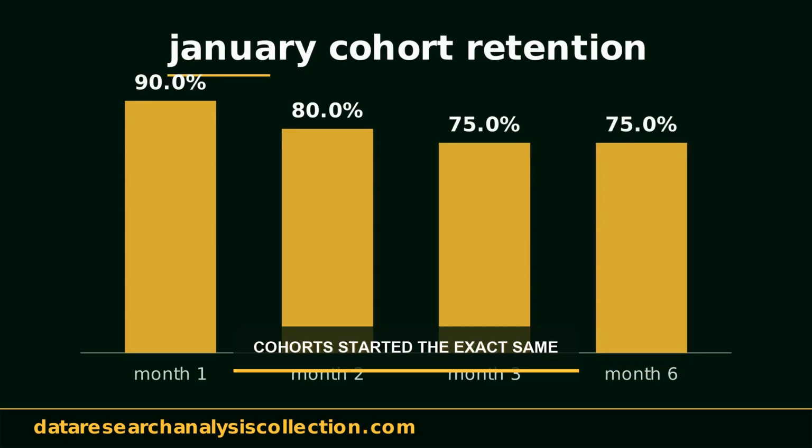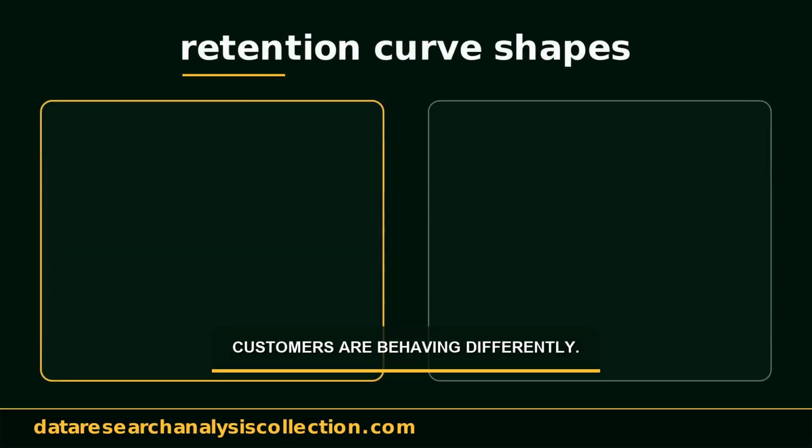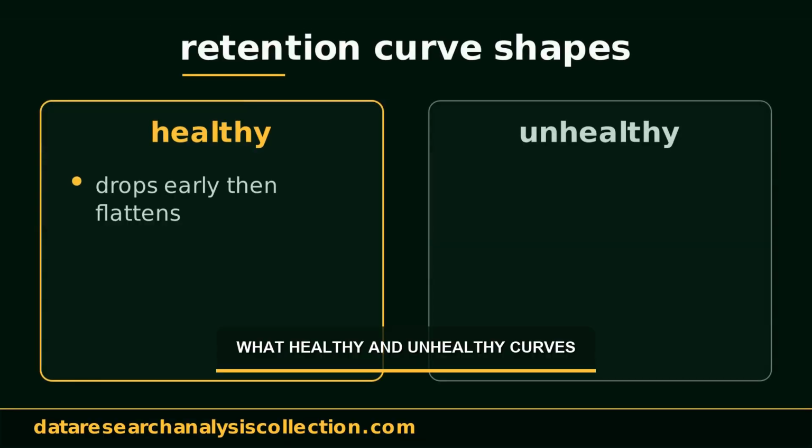Those two cohorts started the exact same size, and the overall churn number for the business in any given month might look identical either way. The table is what actually shows you that something changed between January and March, and that March customers are behaving differently.